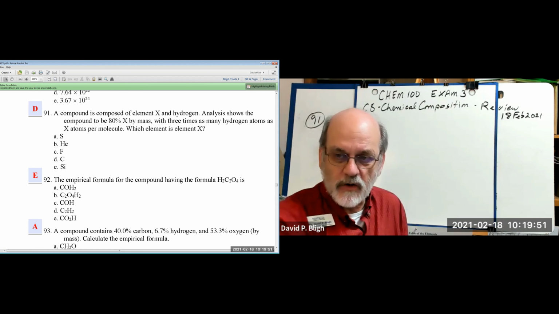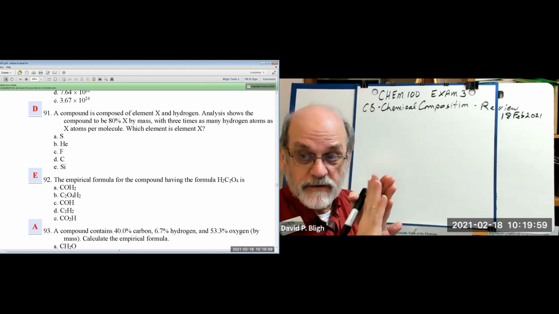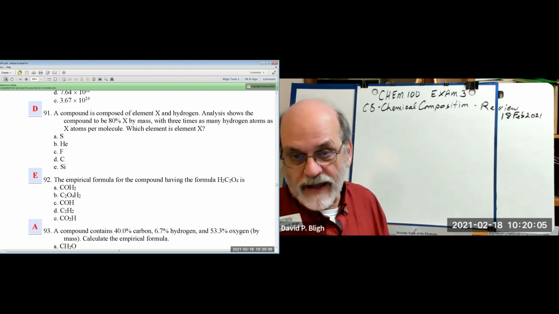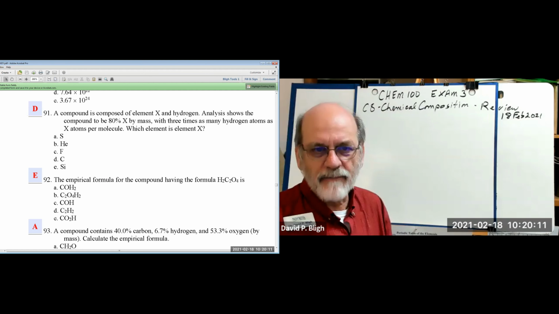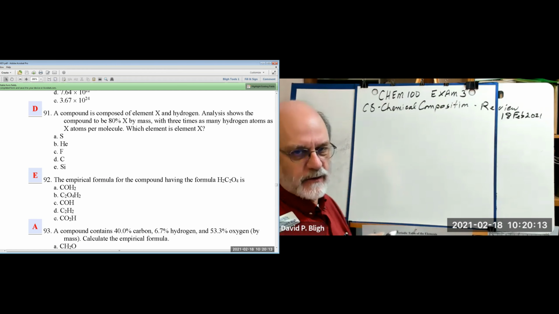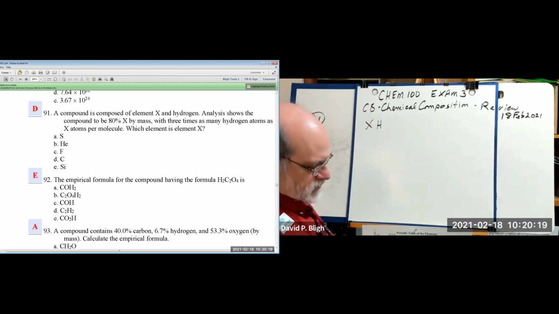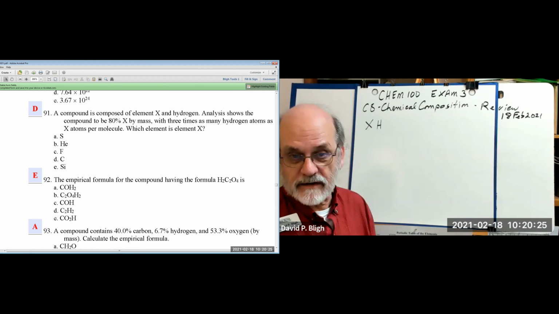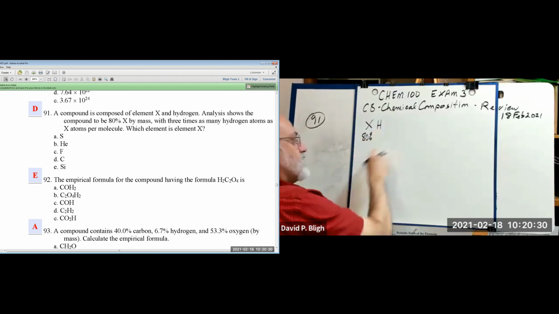Because as the atomic numbers go up, the molar mass goes up. And there are a couple of places on the periodic table where you get reversals or you get values that are very close together, so you need a tiebreaker. But in most cases, molar mass will tell you what the element is. So let's see what information we're given. A compound is composed of element X and hydrogen. So it's got X and hydrogen. Analysis shows that X is 80% by mass. So that means hydrogen is 20%.